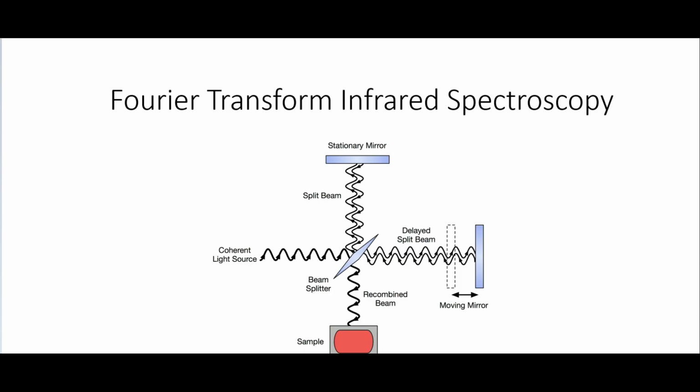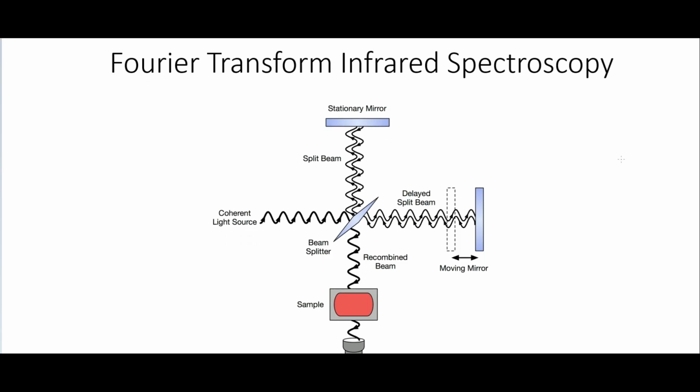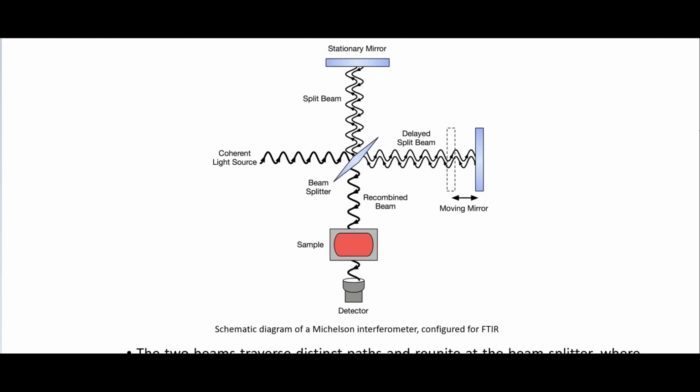So now we're going to actually talk about the instrument that we're using to do this infrared spectroscopy. One of the more popular versions of this instrument nowadays is called Fourier transform infrared spectroscopy. And so this is going to use what is called a Michelson interferometer. So it has a stationary mirror and a moving mirror. We have our light source here.